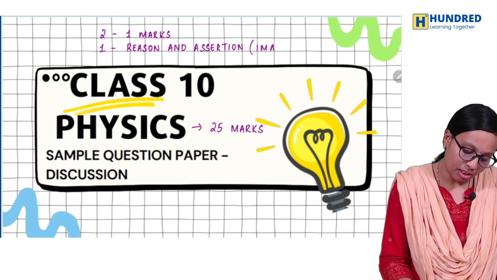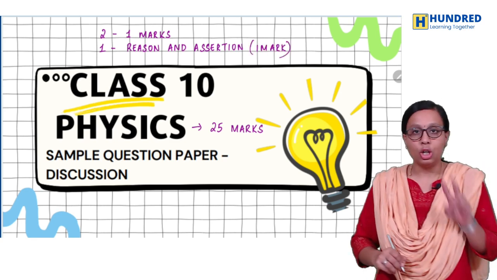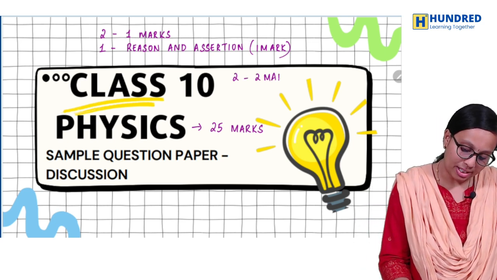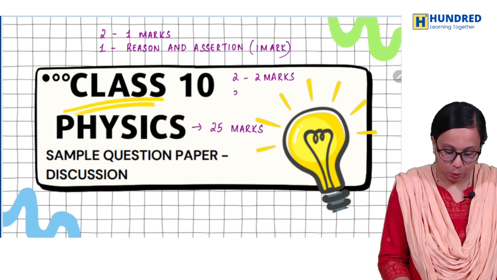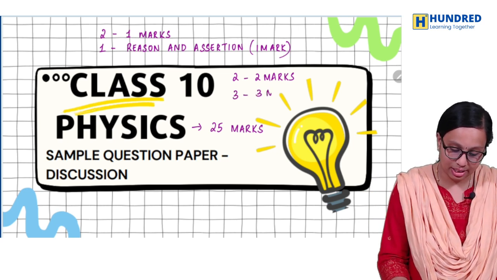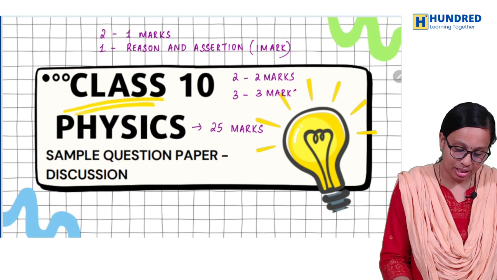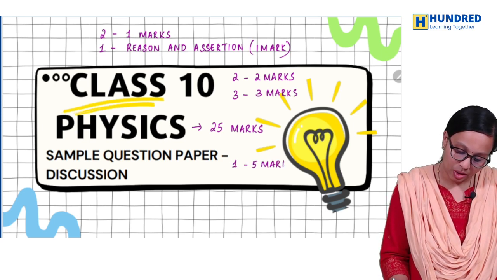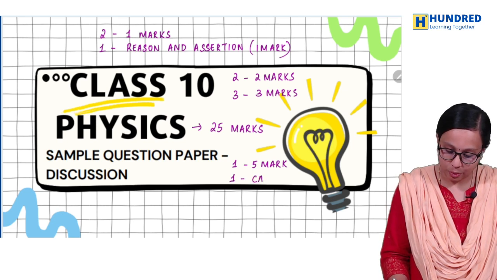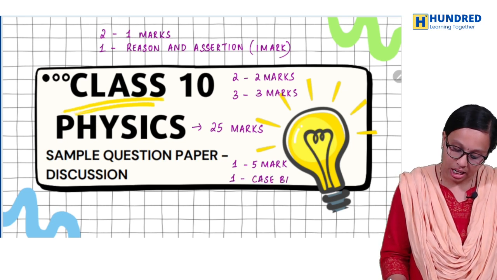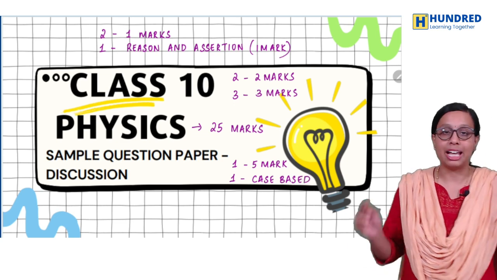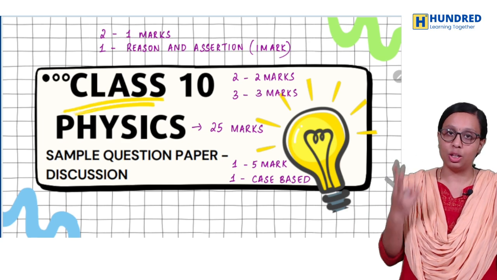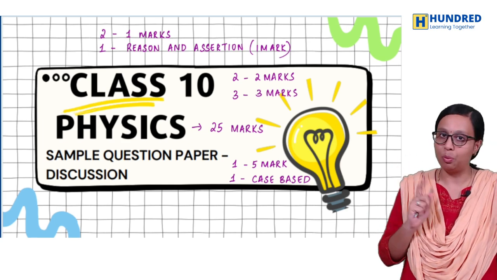And then they asked two 2 mark questions. 2 mark questions, 2 questions were asked. And then 3 mark questions, 3 questions were asked. And then 1 5 mark question, and 1 case based question. So this is how the sample question paper has been framed. So basically you have got around 3 marks in 1 mark questions, and then 2 marks, 3 marks, 1 5 mark and 1 case based question.